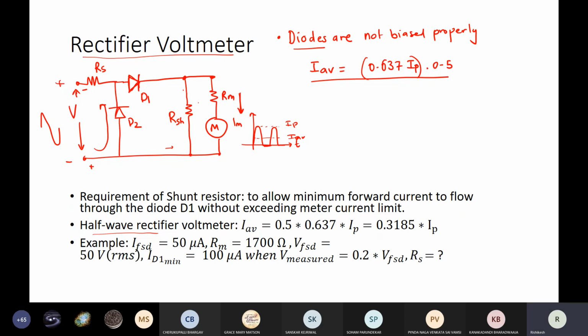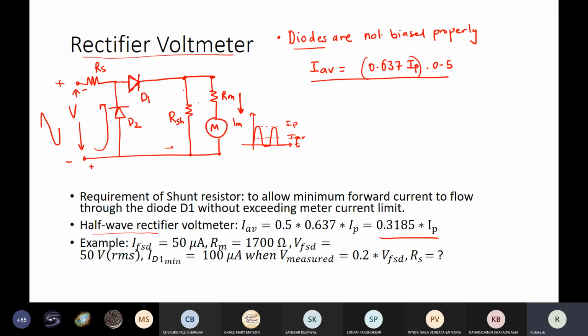This is the arrangement made to ensure that minimum current will flow through the diode, so that it is beyond the knee voltage, and we consider 0.7 volt as the voltage drop across it, while at the same time providing the bypass around the meter. So this value comes out to be 0.3185 into peak current.